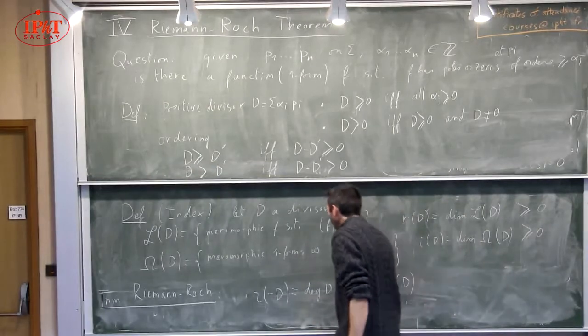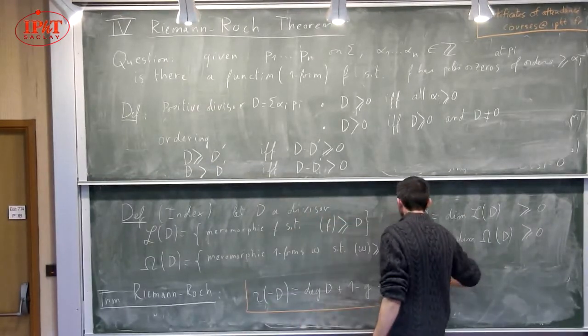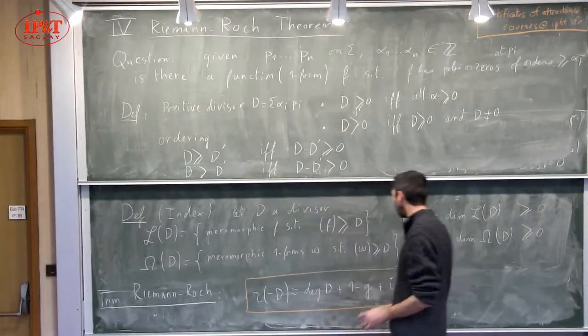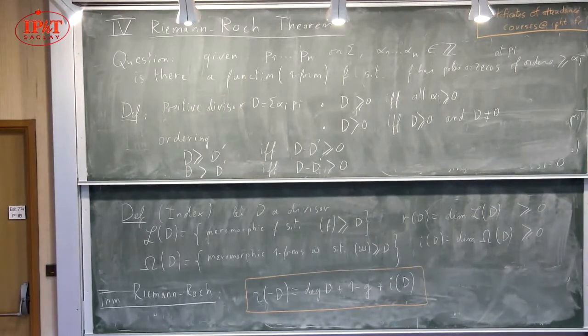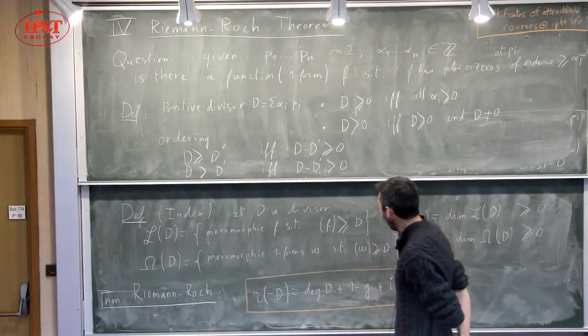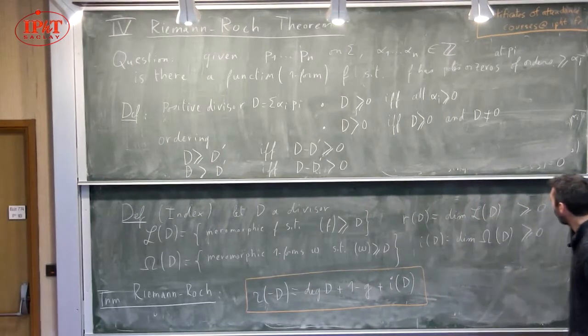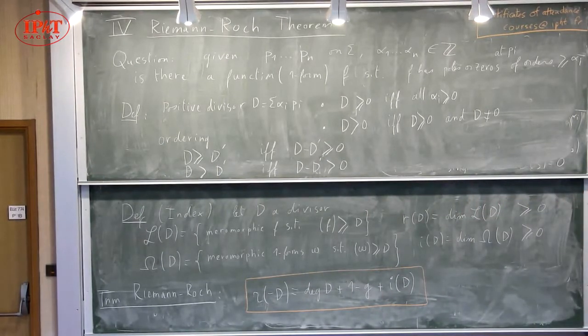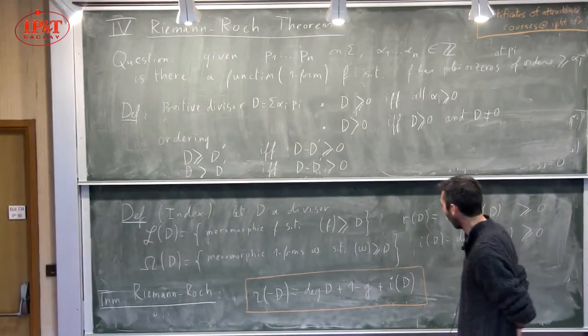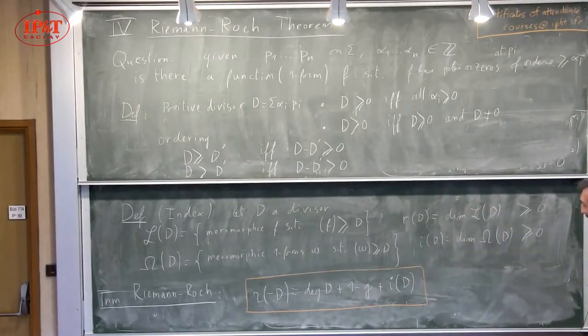So this is really the key theorem. You see that you have minus d on one side and d on the other side. I will start by showing some special cases of that theorem and give you the intuition of why it is true.